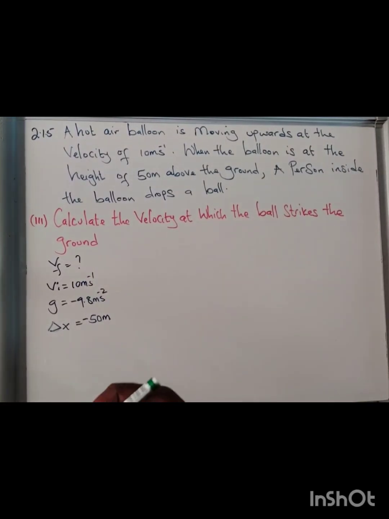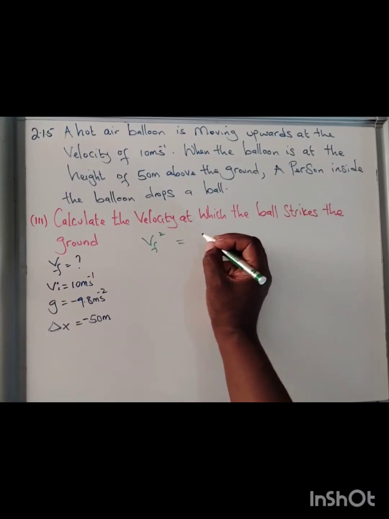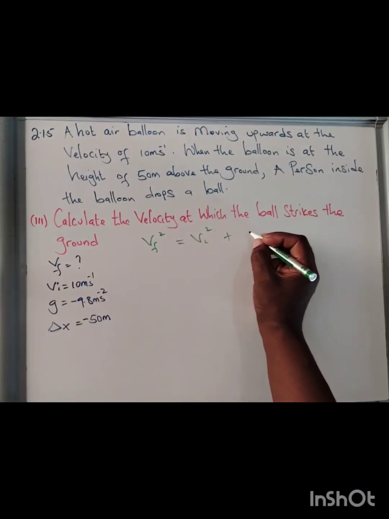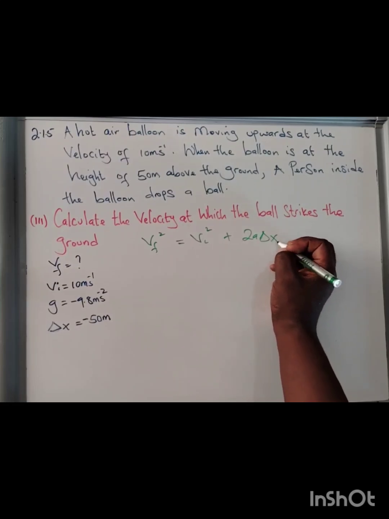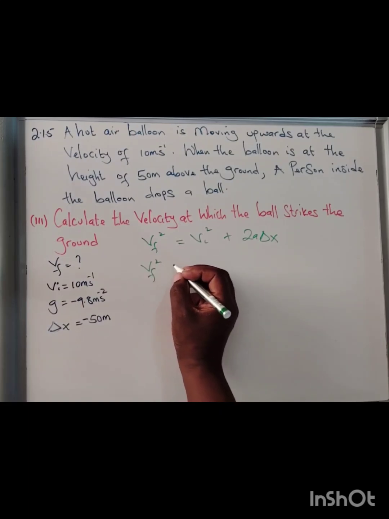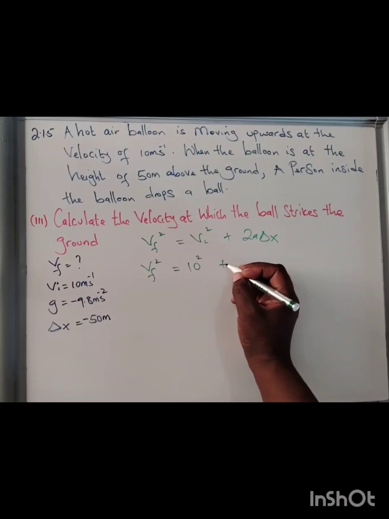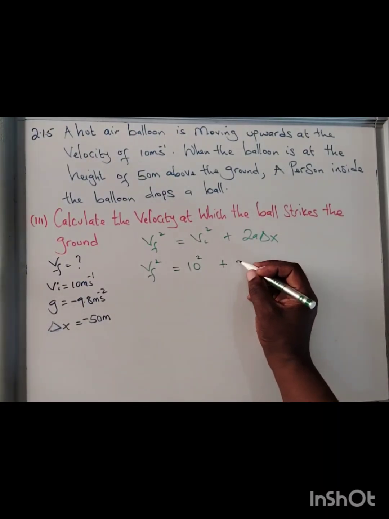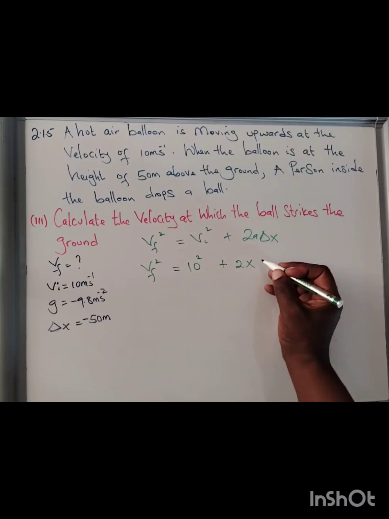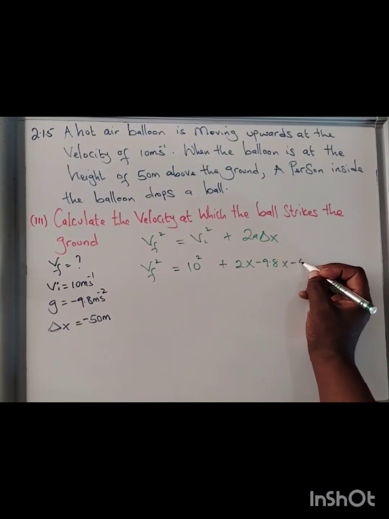Having this information guides us to what formula we are supposed to use. From what we see here, the right formula is Vf squared is equal to Vi squared plus 2a delta X. What is Vf? It is wanted, we don't know it. But Vi is 10 squared, plus 2 times minus 9.8 times minus 50.